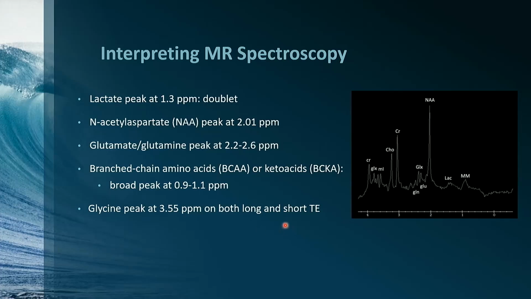When we interpret MR spectroscopy, these metabolites should be checked carefully. Lactate peak at 1.3 ppm, it typically shows a doublet, and NAA peak at 2.0 ppm, and glutamine peak at 2.2 to 2.6 ppm, and branched chain amino acid peak around 1.0 ppm, and glycine peak at 3.55 ppm on both long and short TE.